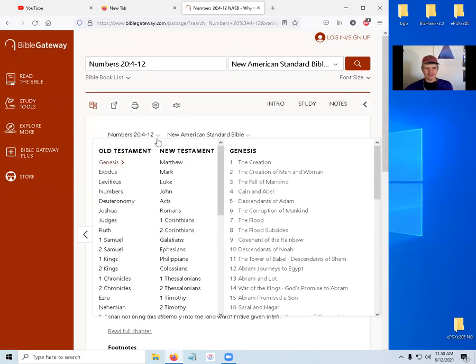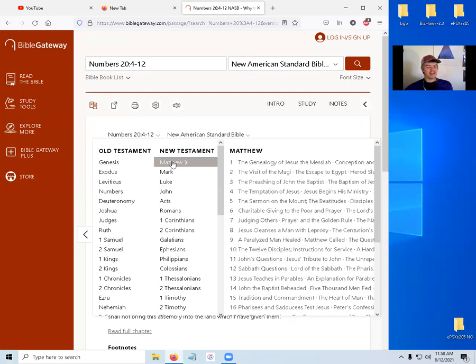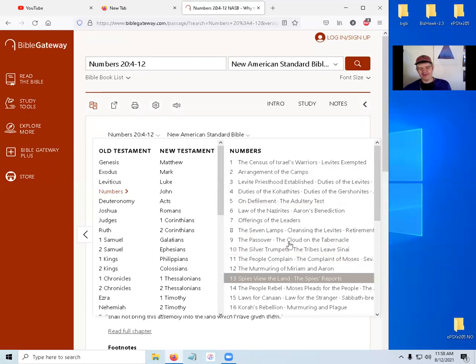Right now, Numbers 20:4-12. We know Genesis chapter 1. What if we went to Matthew in the New Testament? It'll be stuff about Jesus, I'm guessing. The genealogy of Jesus, the visit of the Magi. Those are the chapters. Okay. See, so even right now, I'm learning something. I kind of knew that actually. You go to Numbers. I knew all that stuff was in Numbers.